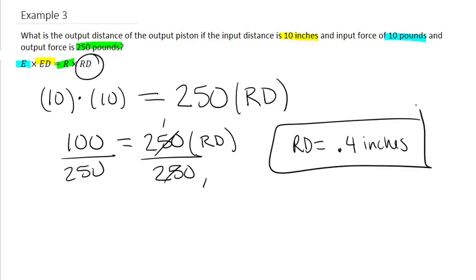Hopefully you can start seeing the mathematical relationship. If this right-hand side is 250 pounds, then that means this distance has to be pretty small to equal the left-hand side.